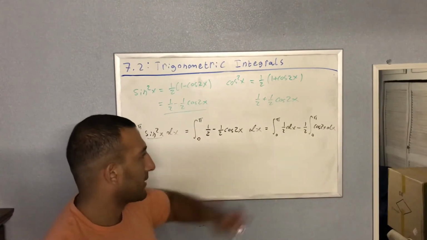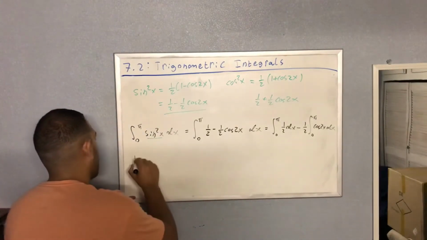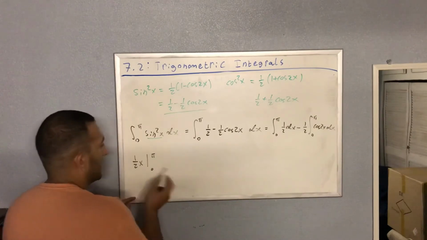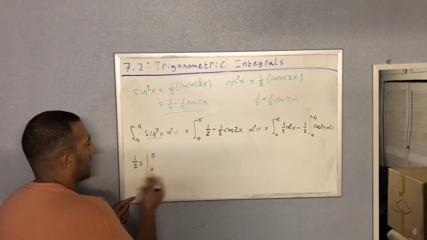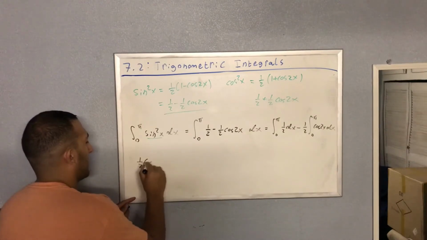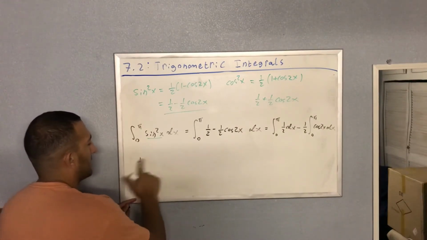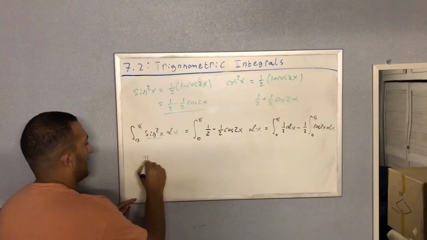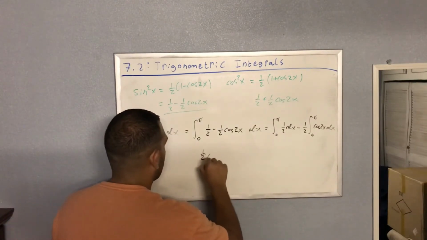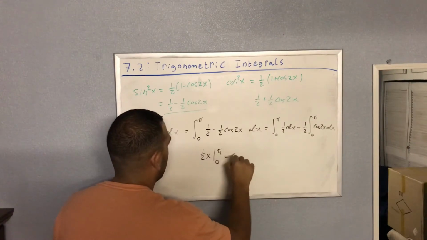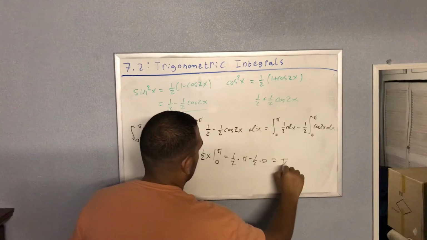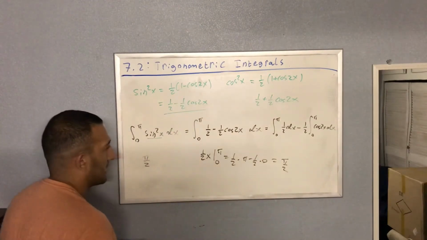So the first integral is just 1/2 x evaluated from 0 to pi, which, you know, the 0 is not going to do anything, so when the dust clears, this will just be 1/2 times pi, which is just pi over 2. So effectively, this integral became 1/2 x evaluated from 0 to pi. That's 1/2 times pi minus 1/2 times 0, which is just pi over 2. So we just get that.